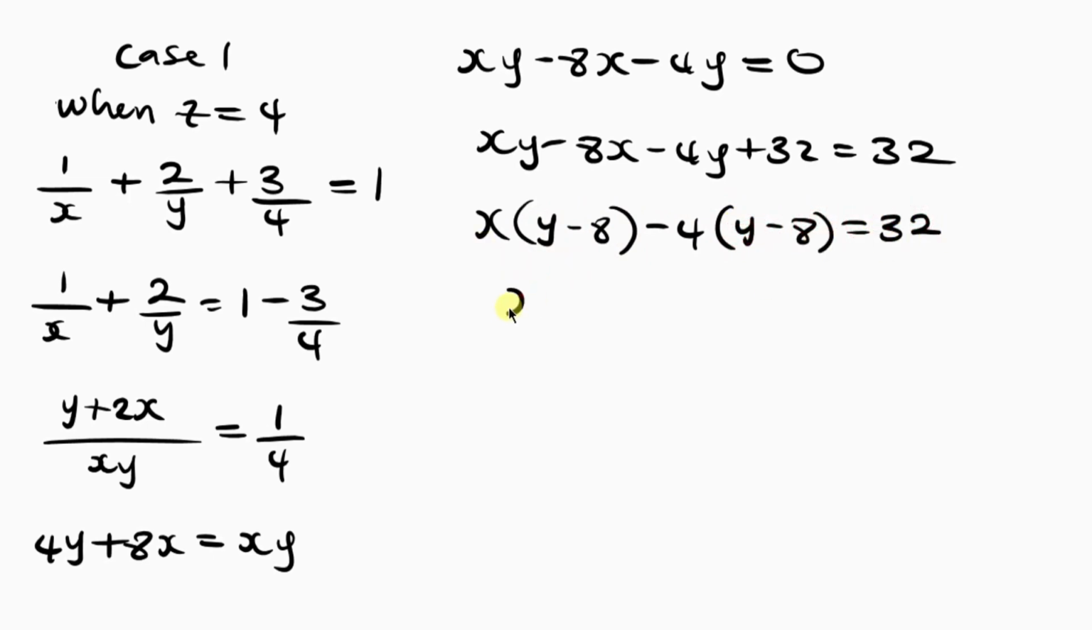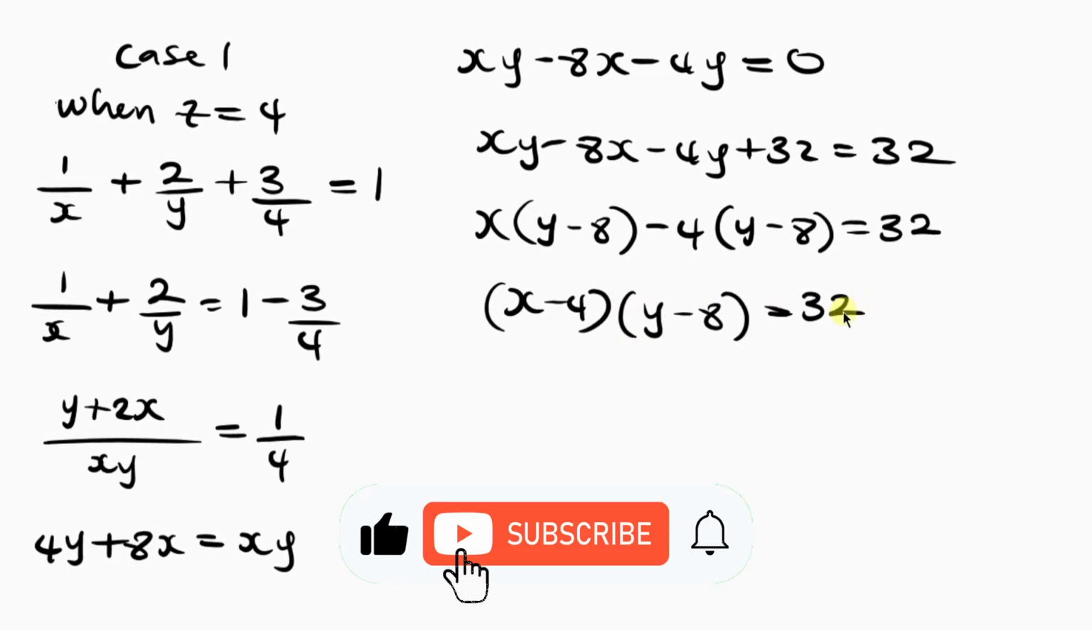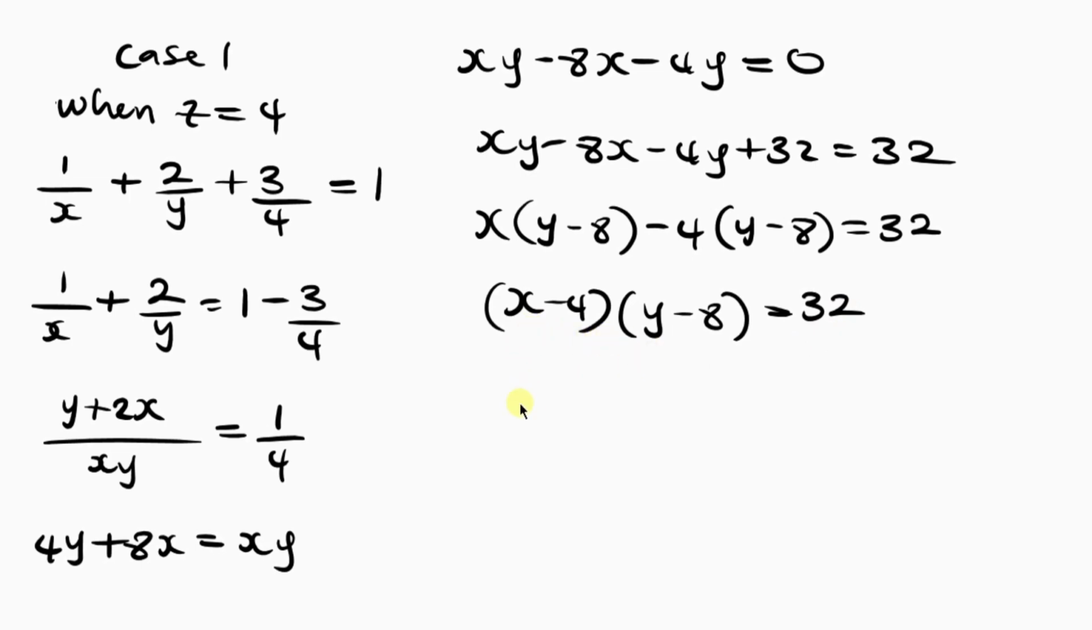So we have x minus 4 times y minus 8 equal to 32. So that means this expression multiplying this other expression gives 32. So we're going to be looking for the pair factors of 32 in order to get the values for x and y. So let's do that. So I'm going to be writing this here.